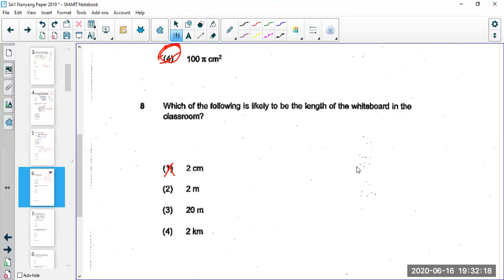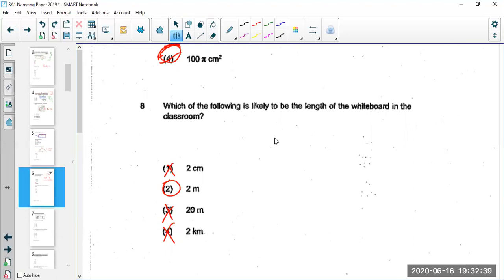But if you're not sure, you look at the other answers. Can it be 20 meter? 20 meter is what? That is like a length of a swimming pool already, right? Swimming pool cannot be so long. Can it be 2 kilometer? Impossible, right? 2 kilometer is 2,000 meters. So it has to be 2 meter already. Okay, so answer number 2.